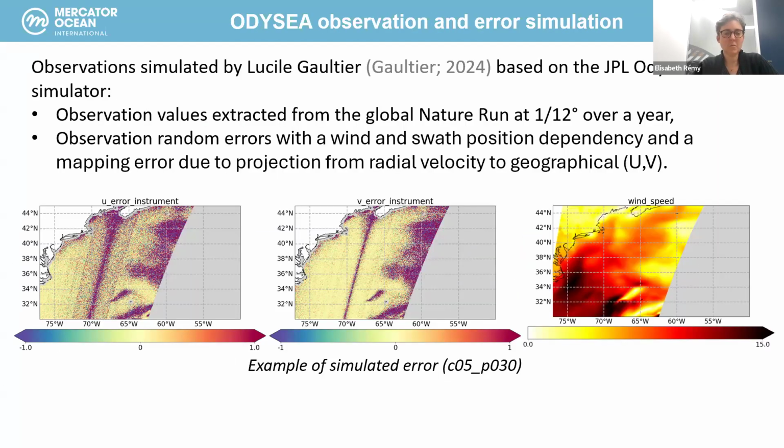I should say that those observation errors depend on the position of the observation within the swath and the wind, as we've seen, but that it's random up to now.